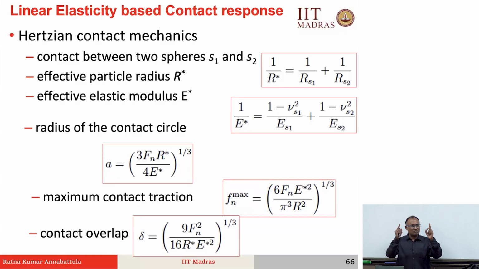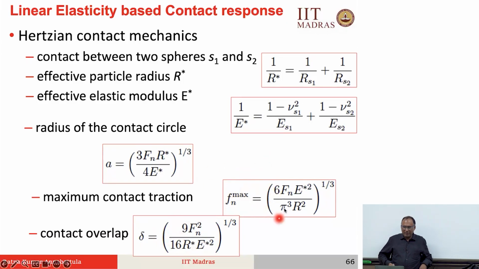That is the center distance. R1 plus R2 minus the center distance between the particles. If it is greater than 0, then you will have contact. If it is less than 0, you will not compute, because less than 0 means there is overlap. Greater than 0 means there is no contact, so you will not calculate.